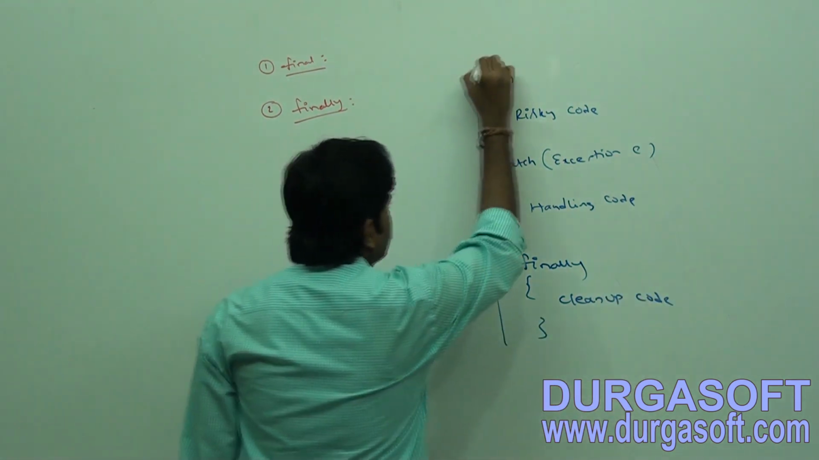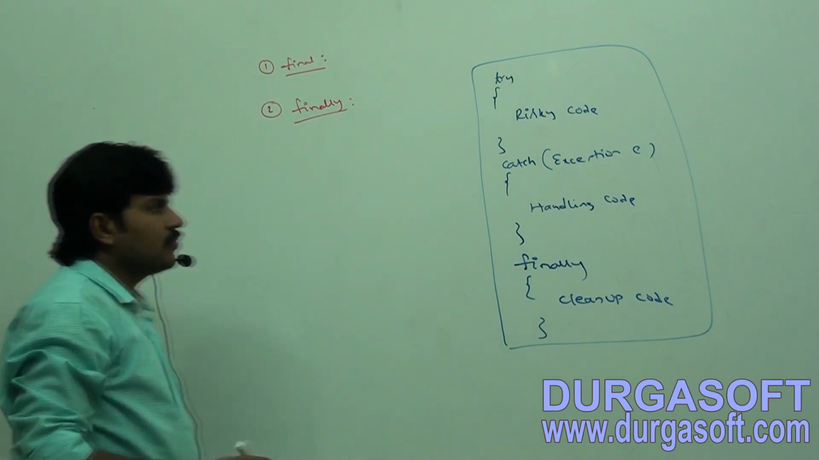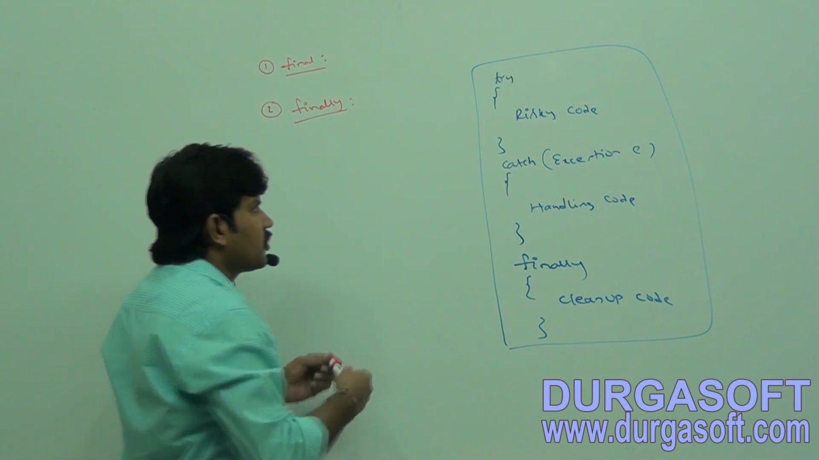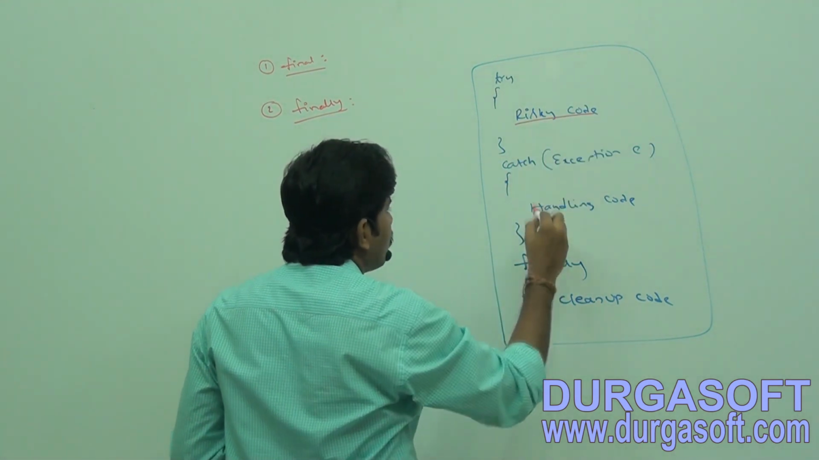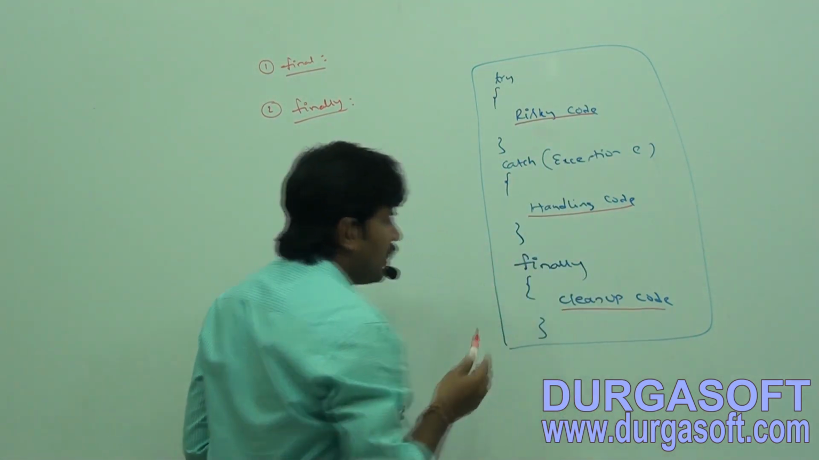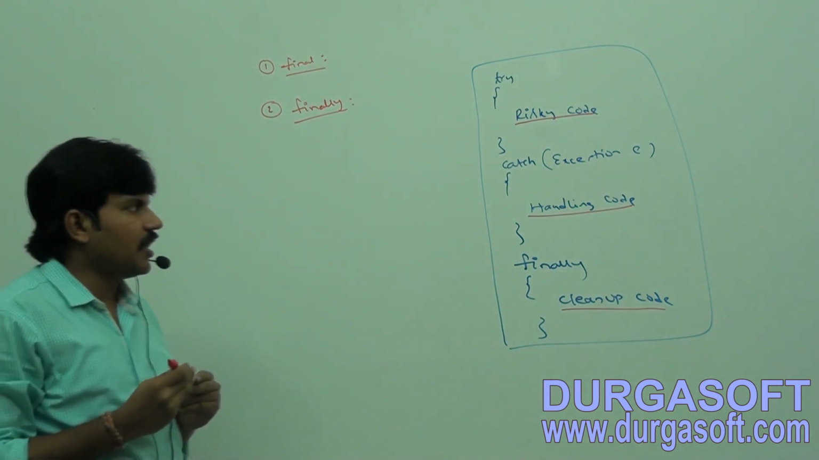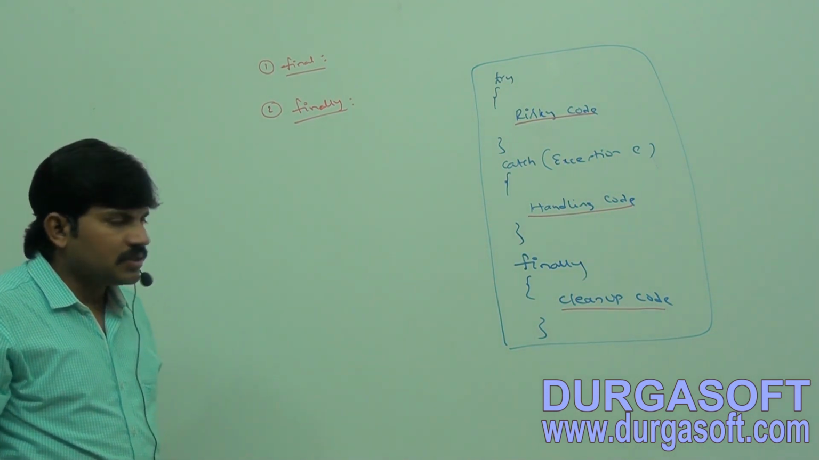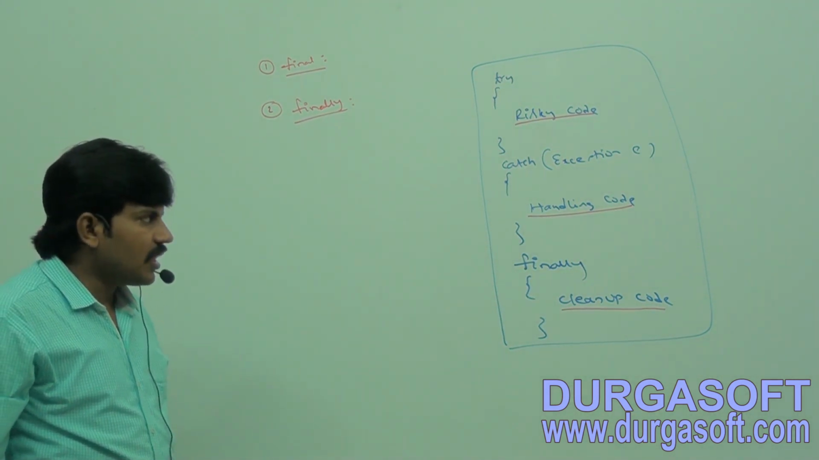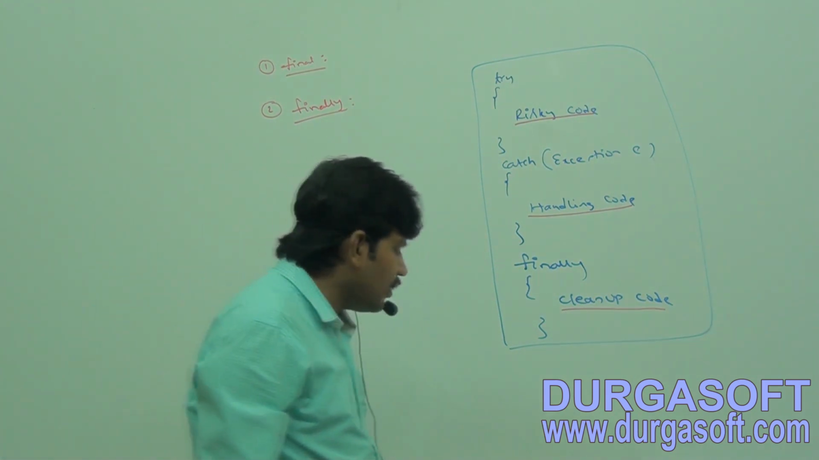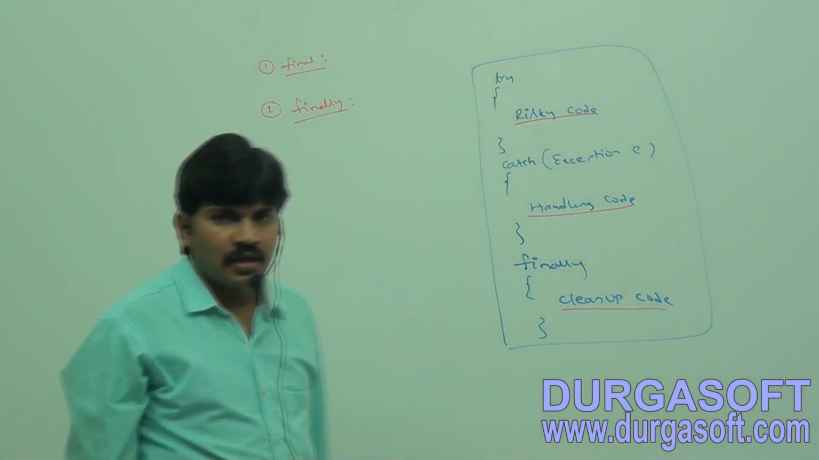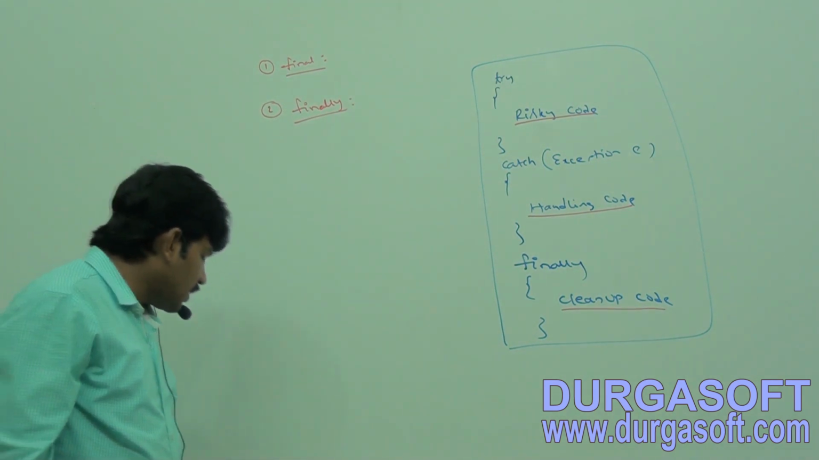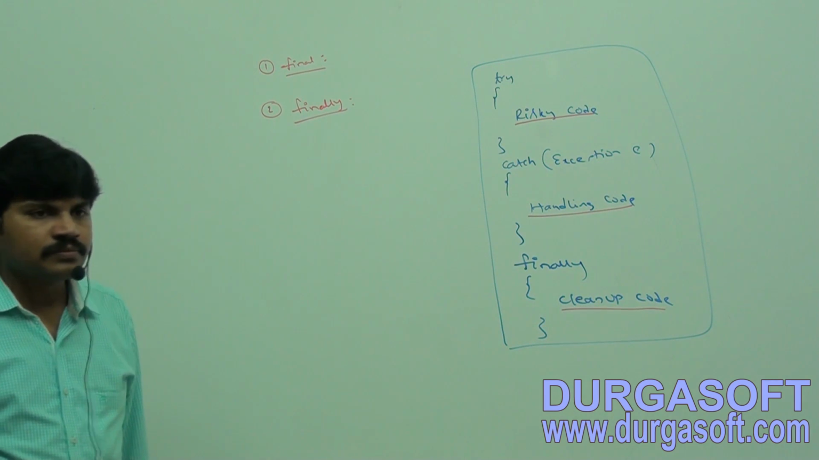Okay, take this part first. Try catch finally. What is the purpose? To maintain risky code, handling code, cleanup code. So take special care. Try: risky code. Catch exception e: handling code. Finally: cleanup code. Finally is nothing but cleanup activity, cleanup code.